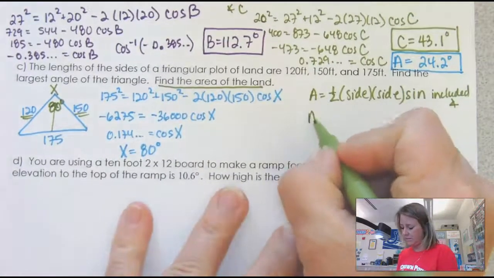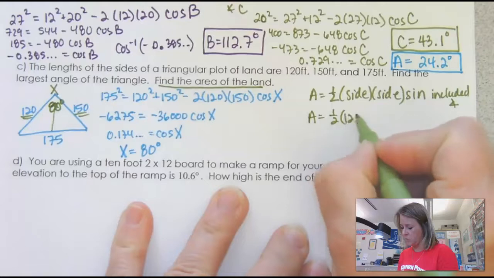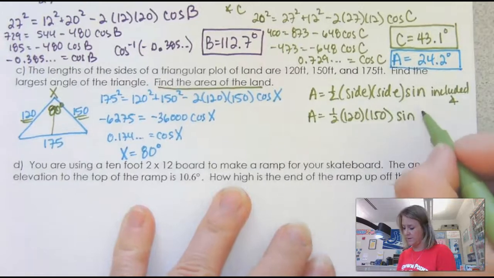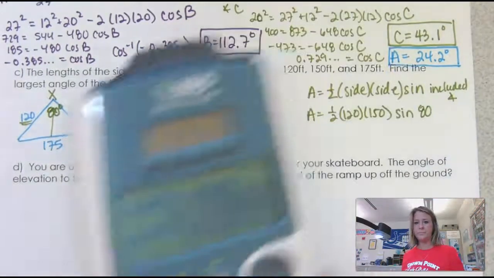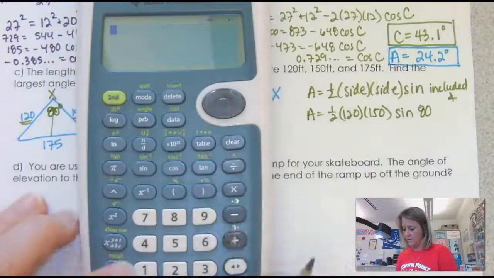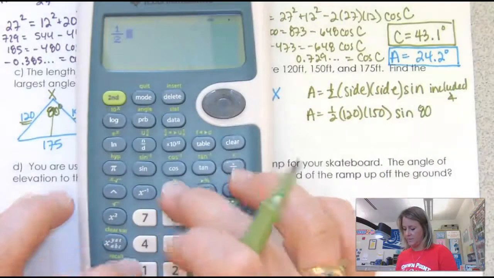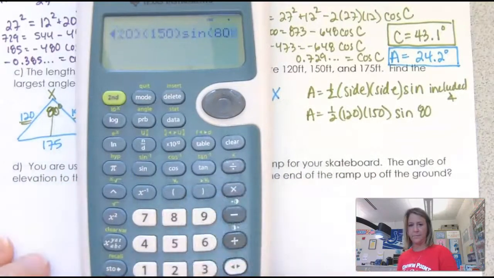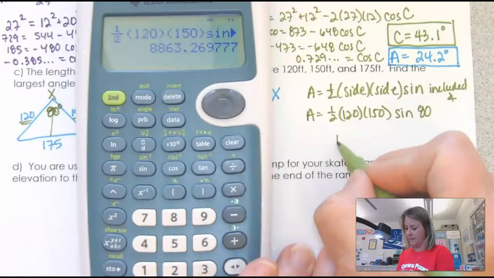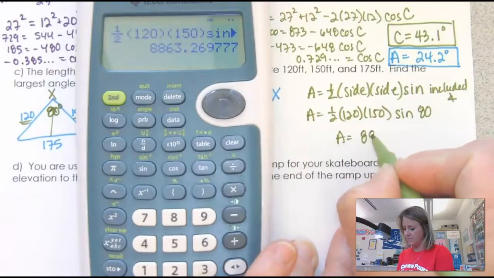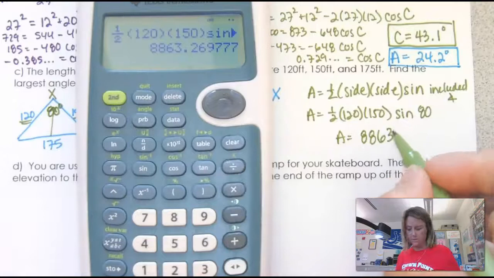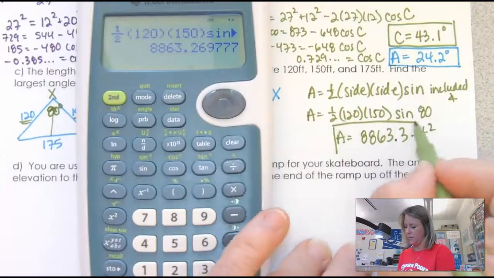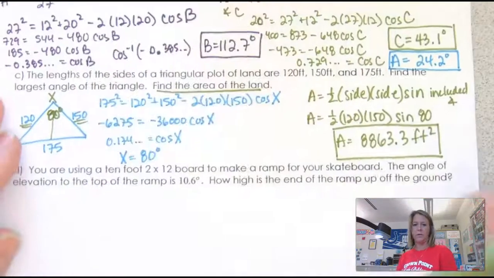So the area of this land is just 1/2 120 times 150 sine, I know this is confusing, now we're switching back to sine, of 80 degrees. So I have 1/2 times 120 times 150 sine 80. And that gives me the area of this land is 8,863.3 feet squared.